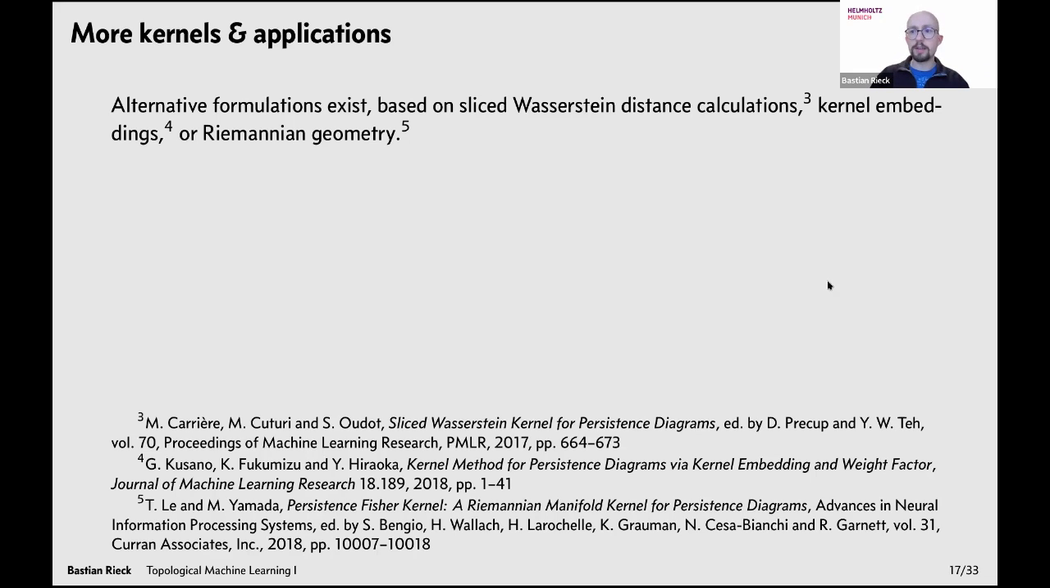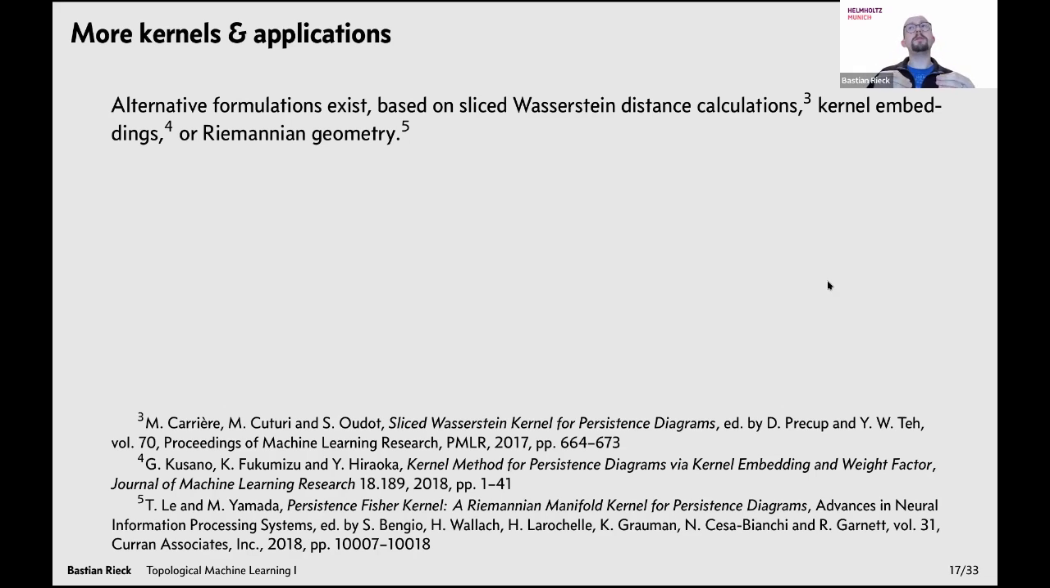So the sliced Wasserstein distance is a way to significantly speed up the Wasserstein distance by taking essentially one-dimensional slices through your distribution. There's also work by Cuturi and colleagues on kernel embeddings. And there's even a persistence Fisher kernel by Le and Yamada, which uses some concepts from Riemannian geometry. So all of these have different scalability, expressivity, and also stability properties.